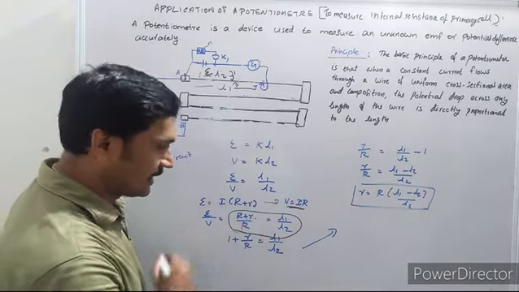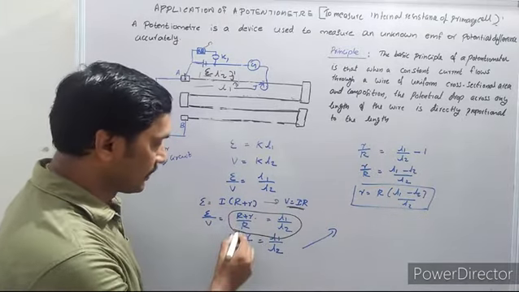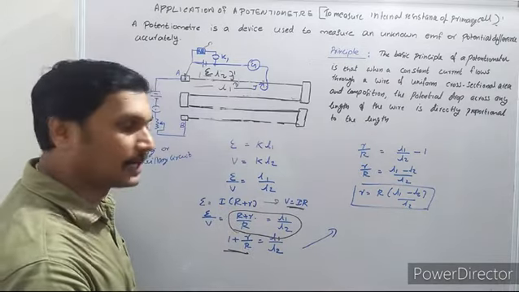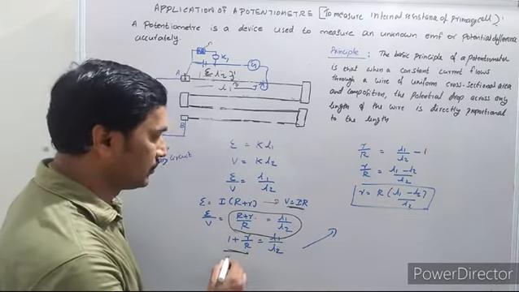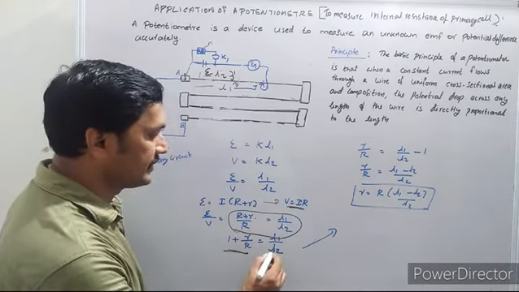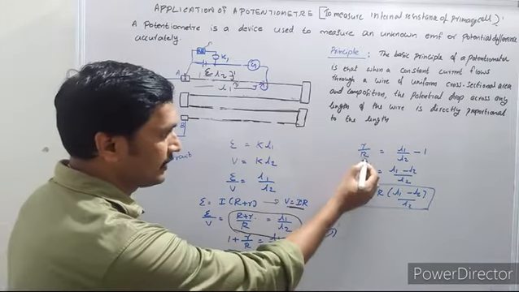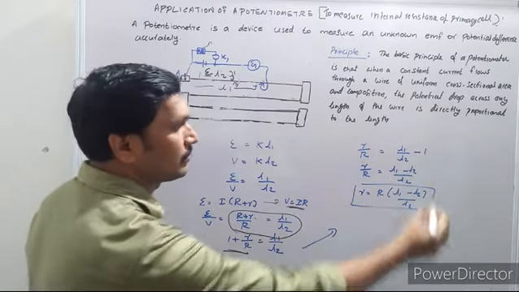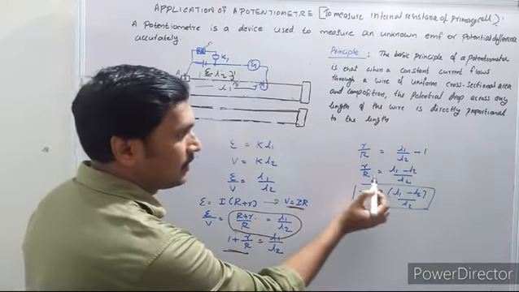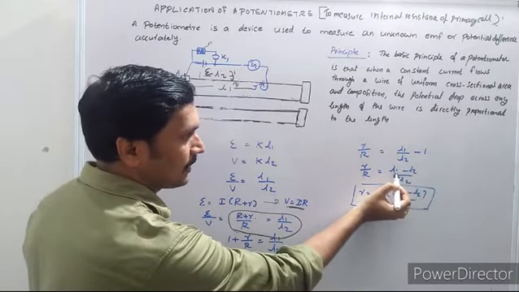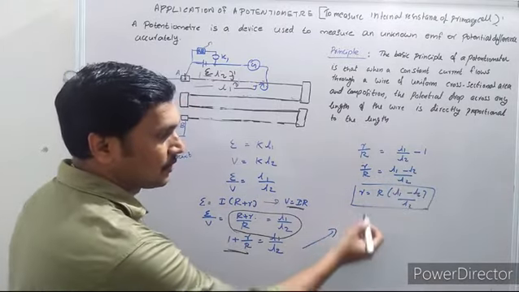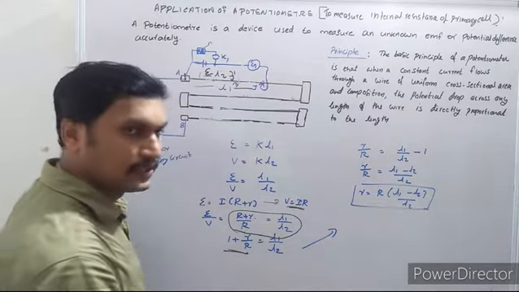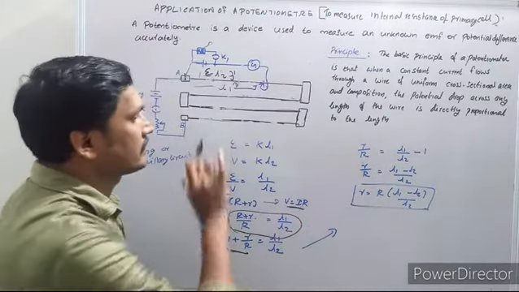Now we want to find this internal resistance r. So rearranging this equation, R and R get cancelled, so we write 1 plus r by R is equal to L1 by L2. Taking the 1 to the other side, r by R is equal to L1 by L2 minus 1. Taking LCM, r by R is equal to L1 minus L2 divided by L2. So r is equal to capital R into L1 minus L2 divided by L2. That is the internal resistance of the cell.